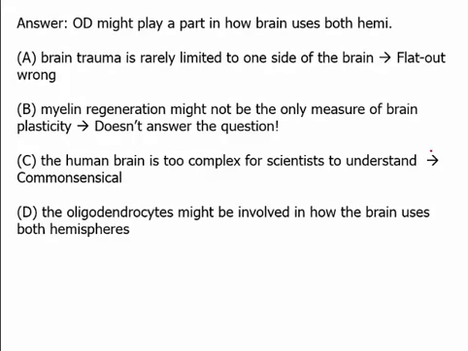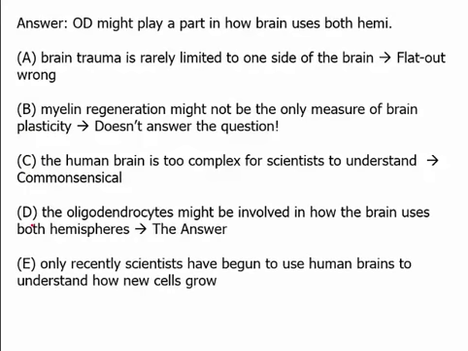D, the oligodendrocytes might be involved in how the brain uses both hemispheres. Okay, so this might be the answer, because if we look back here, it says OD might play a part in how the brain uses both hemispheres. So we go back down here. How similar is that? The ODs might be involved in how the brain uses both hemispheres. So there you go. Very similar, though not exactly what we had, but very similar to our own answer choice.